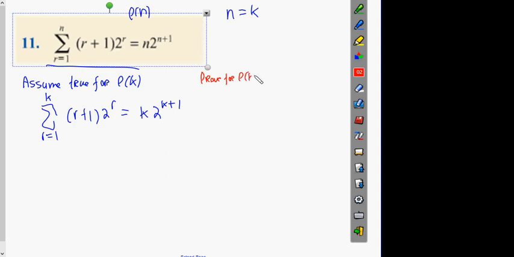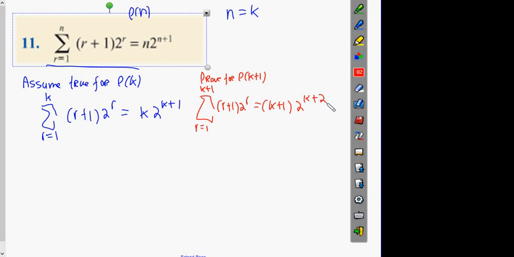P of k plus 1, once again, obeys exactly the same rules. We're going to have k plus 1 instead of k. r is still there, r plus 1, 2 to the r, unaffected. The other side is affected: k plus 1, add in another plus 1 there, and what do we get? 2k plus 2. Stop here.